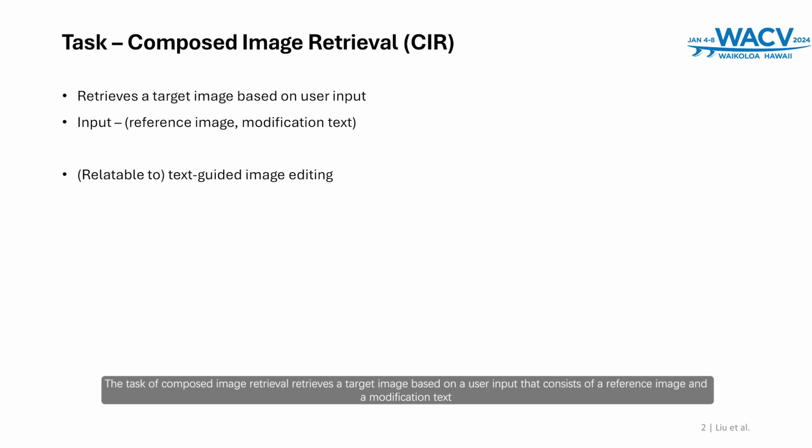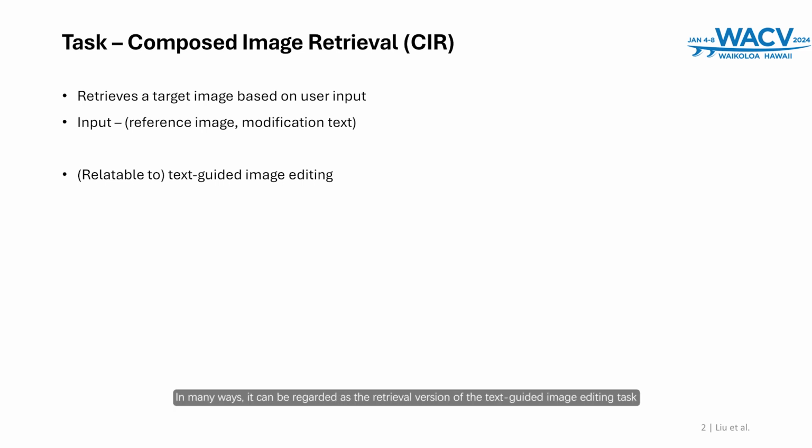The task of composed image retrieval retrieves a target image based on a user input that consists of a reference image and a modification text. The text specifies certain changes to the reference image, and the target image needs to reflect these changes while maintaining visual similarities to the reference. In many ways, it can be regarded as the retrieval version of the text-guided image editing task.